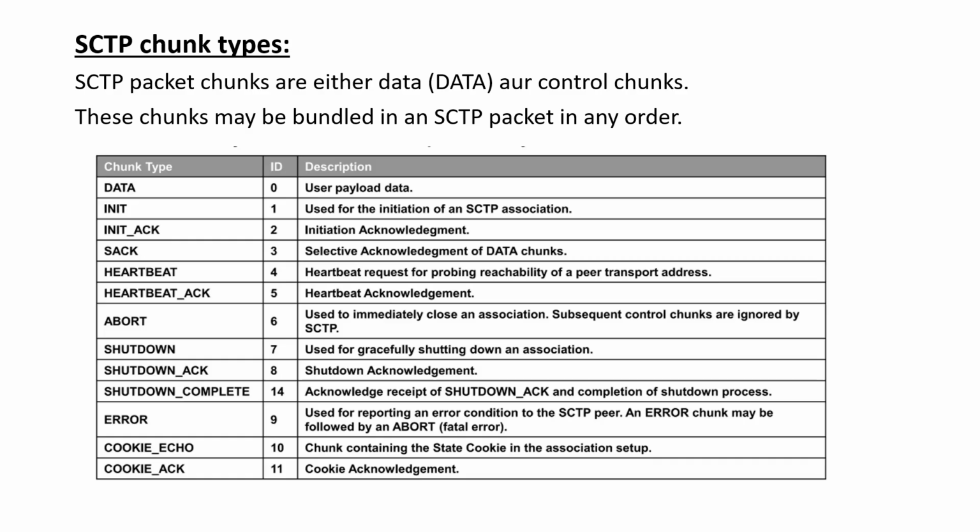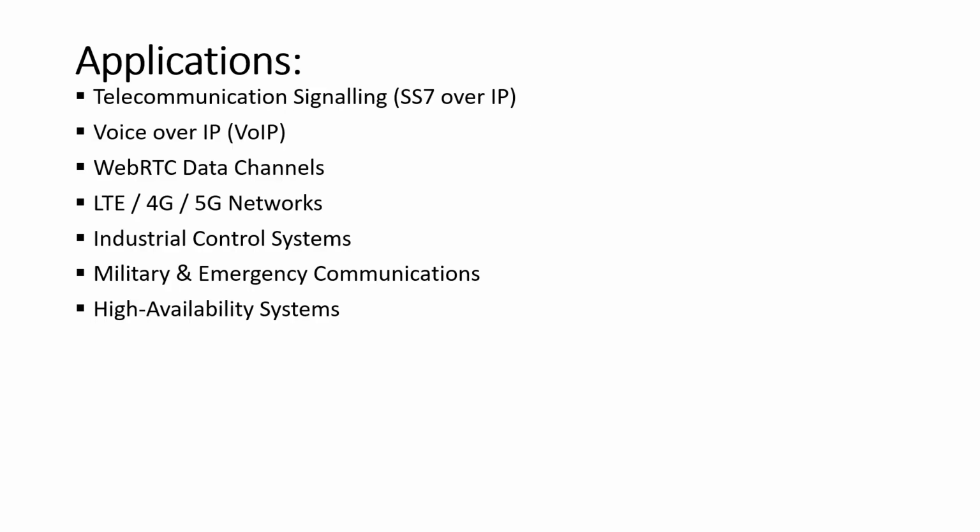SHUTDOWN, used for gracefully shutting down an association. SHUTDOWN ACK, shutdown acknowledge. SHUTDOWN COMPLETE, acknowledges receipt of shutdown acknowledge and completion of the shutdown process. ERROR, which is used for reporting an error condition to the SCTP peer. An error chunk may be followed by an abort. COOKIE ECHO, chunk containing the state cookie in the association setup. COOKIE ACK, cookie acknowledgement. This is the last chunk type.